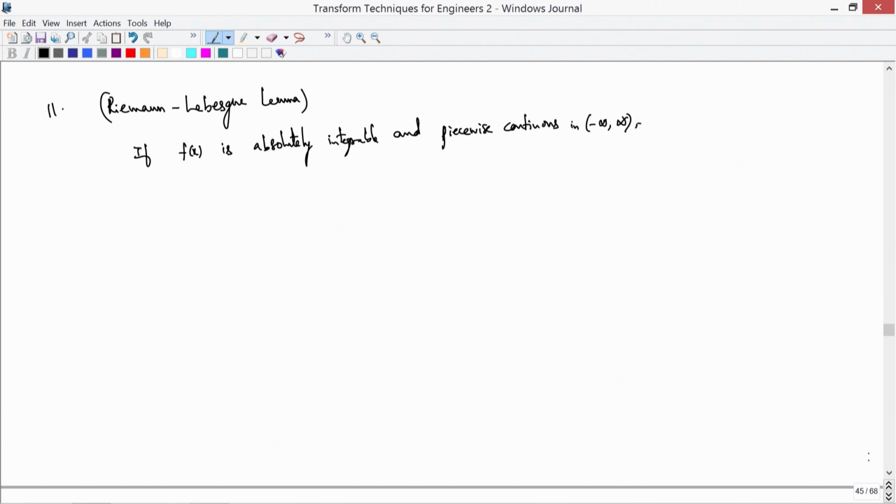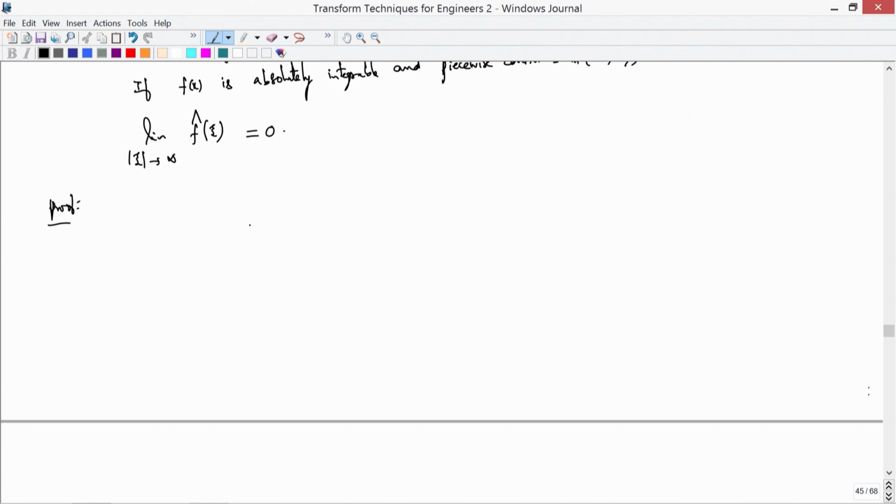So, such a function, if you have, then the limit of the Fourier transform, mod xi goes to infinity, is actually equal to 0. So, look at the proof. What we do is we try to take this f cap of xi and apply this limit. So, what is this meaning?